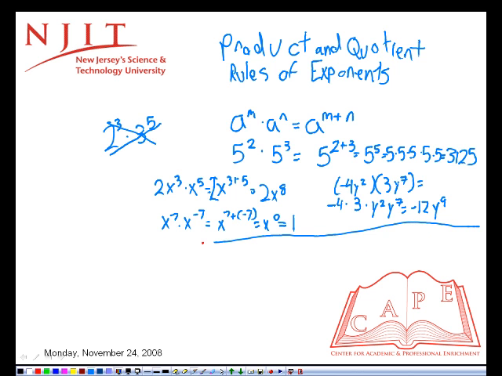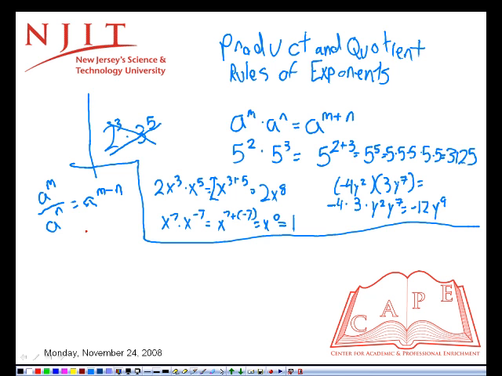The quotient rule is similar. If there are two numbers that are dividing each other with the same base but different exponents, we can write this as a new expression with the same base and one new exponent of the first, the one from the numerator, minus the exponent from the denominator.